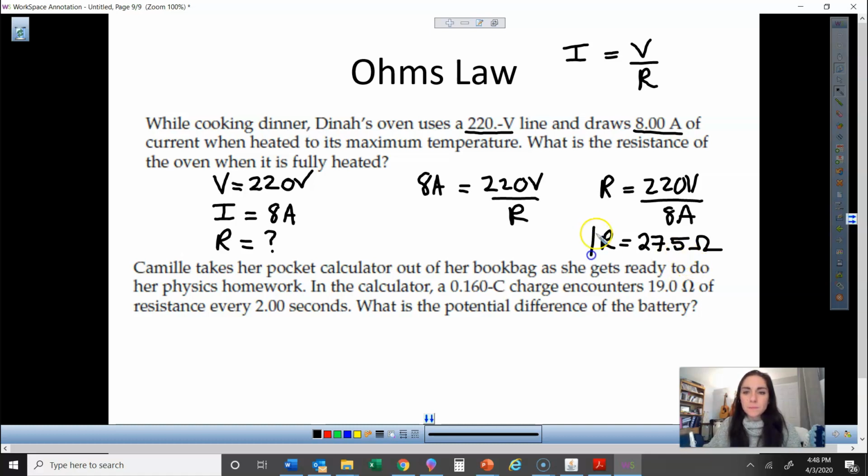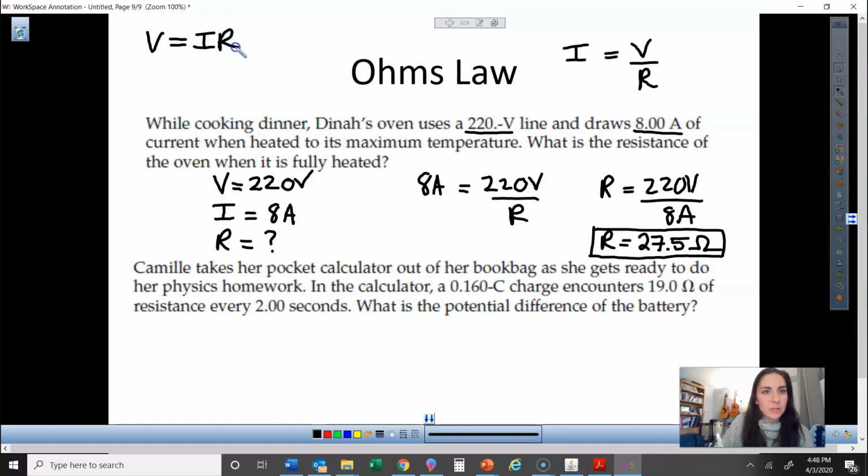I know some people are not mathematically comfortable, so you can rearrange Ohm's law to solve for each thing. If you want to find voltage using Ohm's law, it's going to be IR. And if you want to find resistance using Ohm's law, it's going to be voltage over current, like I just solved. These are all different ways to solve the same kind of thing.